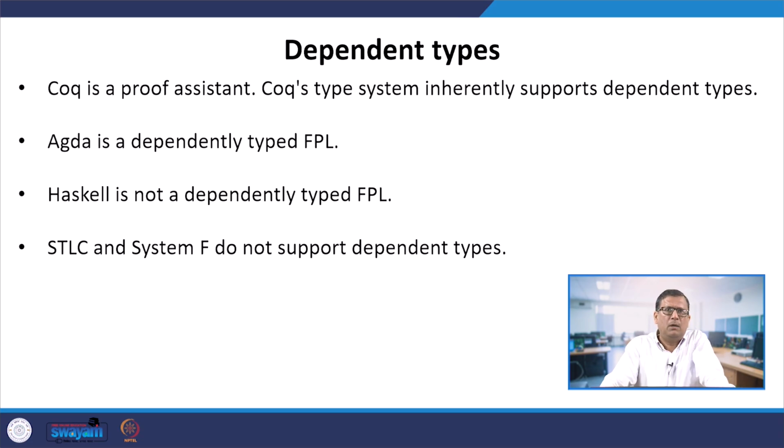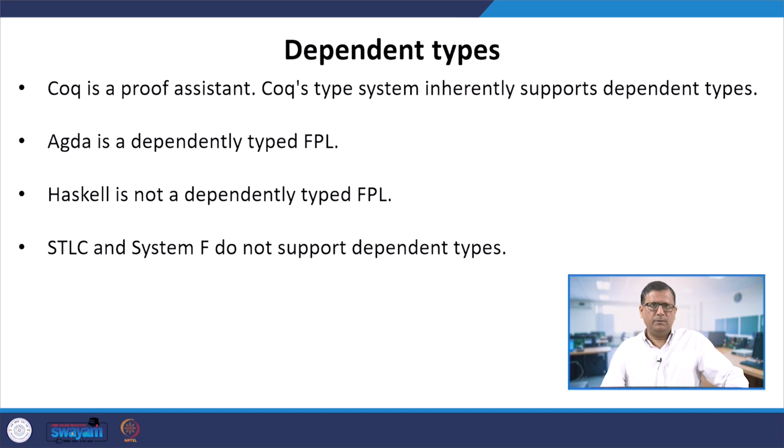So Coq is a proof assistant, and the type system of Coq supports dependent types. And Agda language is what is used in that paper, the dependent types paper, and using that they have defined these functions, dependent types, and it is a dependently typed functional programming language. Haskell is not a dependently typed functional programming language, and STLC is simply typed lambda calculus, and the System F that we have seen, they do not support dependent types.